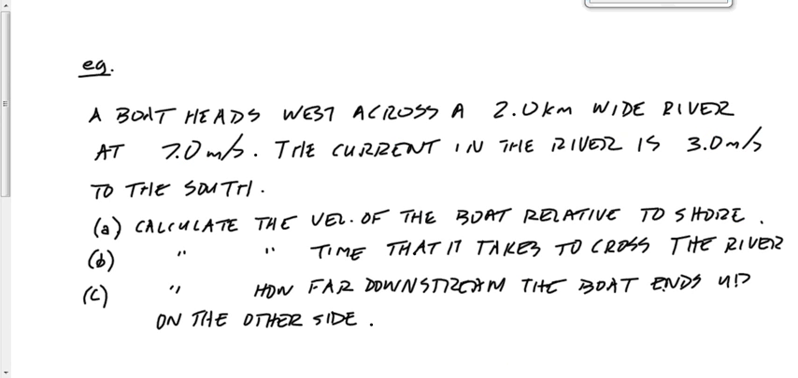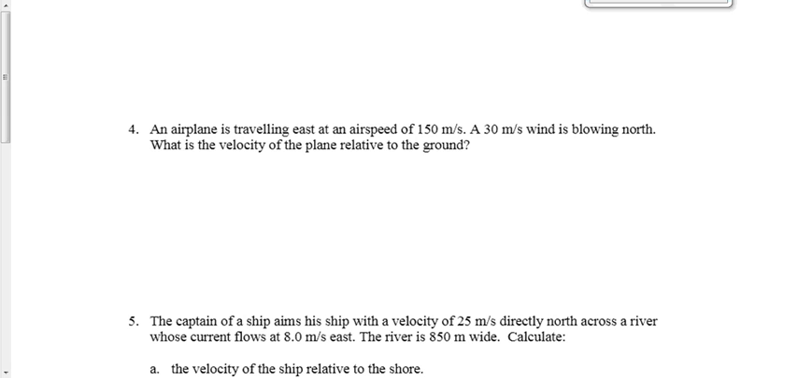Question 6 says, the captain of a ship wants to go directly south across the river at 15 meters per second, but there's a current in the river that's 5 meters per second to the east. What's the velocity, including the direction that the captain has to aim?